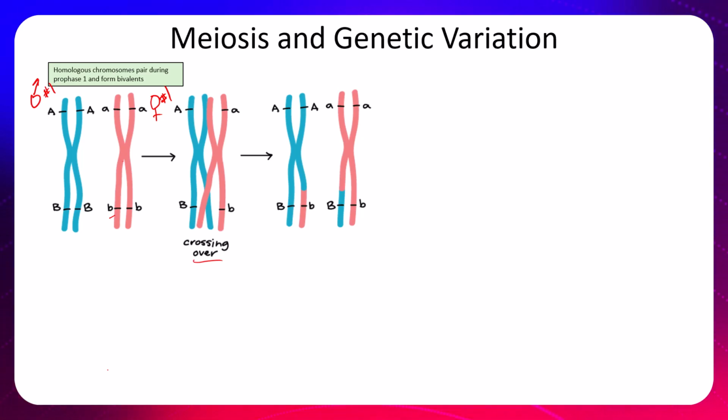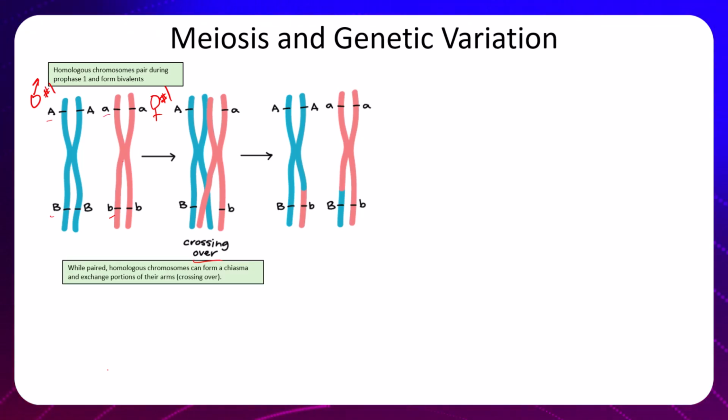In this case, the paternal chromosome has the dominant A and B, and the maternal chromosome has the recessive a and b. While paired, homologous chromosomes can form a chiasma and exchange portions of their arms. That is crossing over. So when they overlap, the location of the overlap is the chiasma. Okay, so they physically cross their arms, and then when they cross their arms, they cut the arms off of each of their chromosomes and exchange them so that they now possess alleles that they originally didn't have.